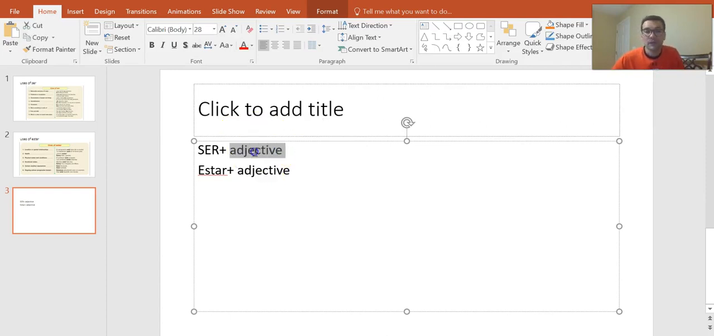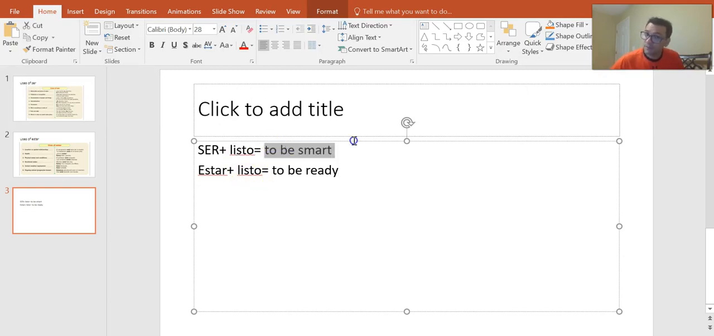For example, if I use ser plus listo, that means to be smart. However, if I put estar plus listo, it means to be ready. You see that it doesn't have to do with the connotation, but the denotation.